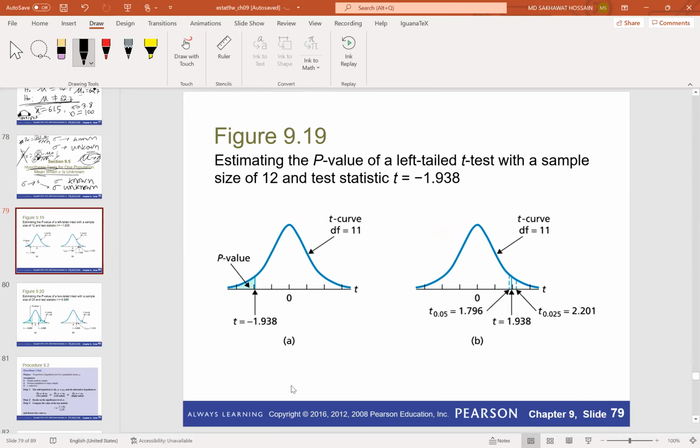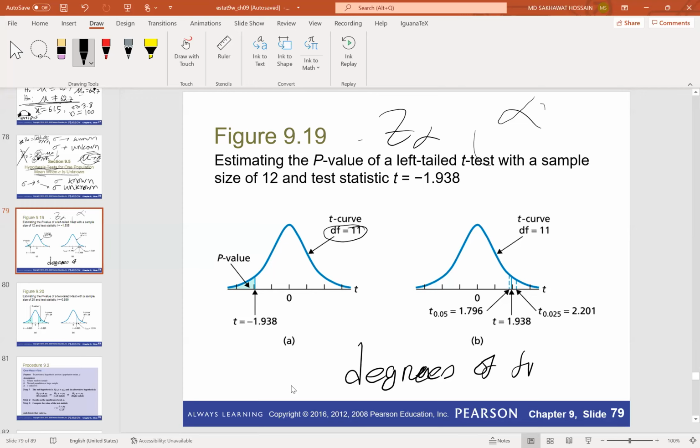For the z-test, to find the critical value, we just had to know the alpha value, right? Then we find z alpha, negative z alpha, positive z alpha, or plus minus z alpha over 2. But for the t-test we also need to know the degrees of freedom, df, which is n minus 1. You also need to know this value.